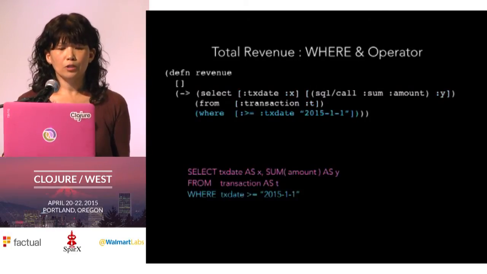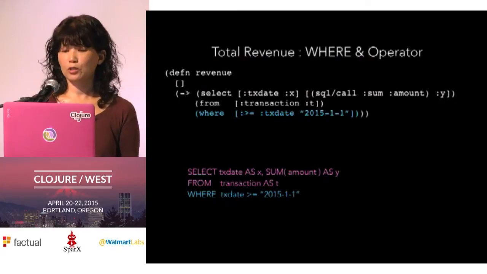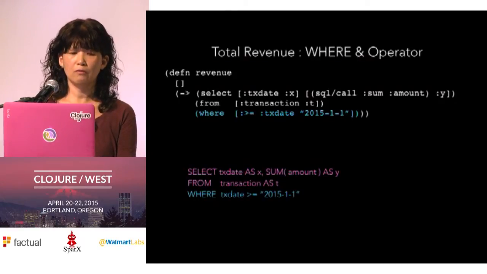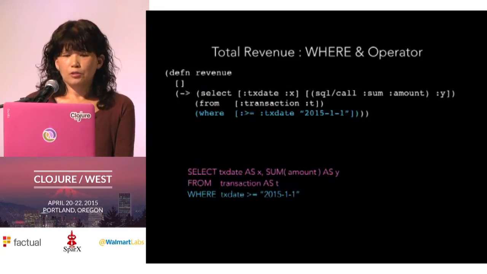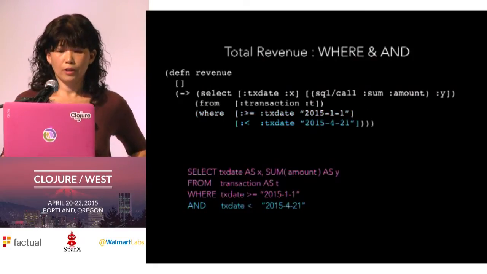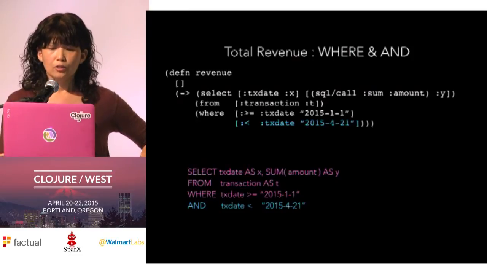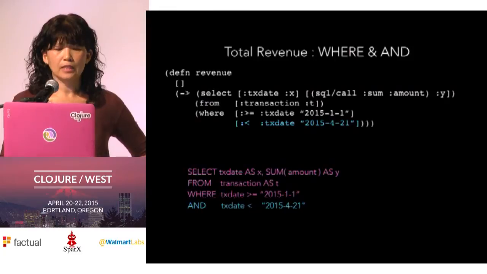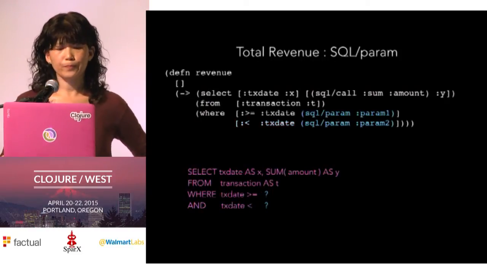The graph will have a start date. Let's add a where condition with a vector of 3 items: an operator, a column, and a value. Here we are adding transaction date is greater than or equal to a value, January 1st of this year. We also have the end date, so let's add another vector to the where condition and say transaction date is less than tomorrow. This vector will add an and to the where condition for you.